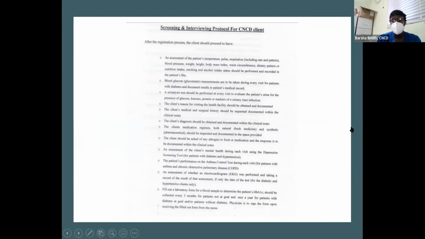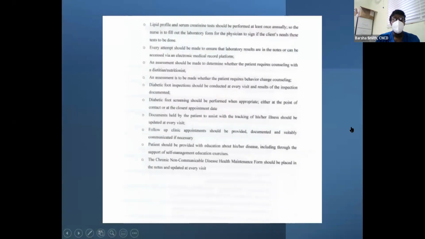Every person throughout the Commonwealth of the Bahamas should have access to the same quality of care. Don't you agree? I'm sure you do. We have to make sure that these patients have their lipid profile and their serum creatinine levels, because we know renal failure is a serious concern for us with our CNCD patients.